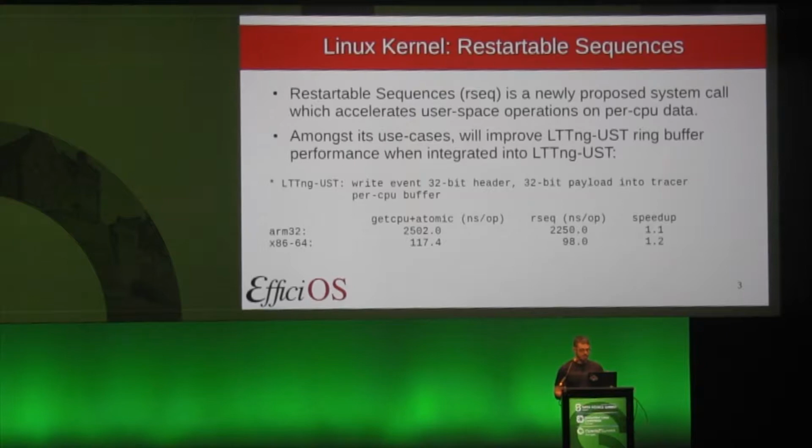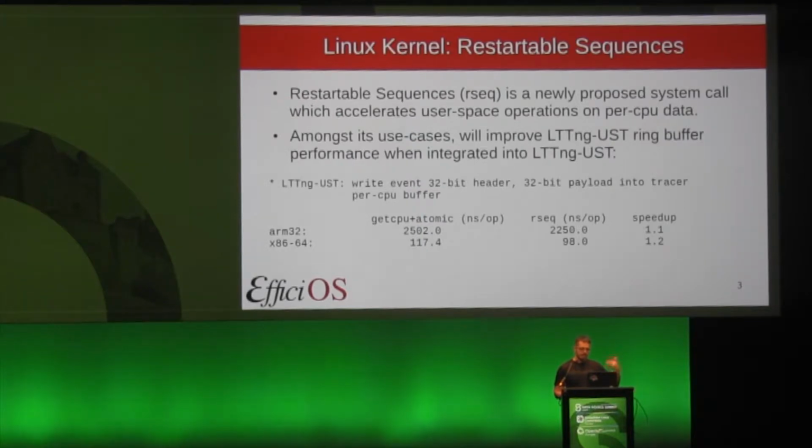The other thing that RSEQ speeds up for LTTng UST is the atomic operation we need to reserve space in the ring buffer and to commit in the ring buffer. In user space, one thing you cannot do is disable preemption. So by the time you have fetched the current CPU number and you know which data you want to work on, you might be migrated at any point in time. Then you can be updating the per-CPU data from the wrong CPU, and of course, the right CPU might also be touching it.